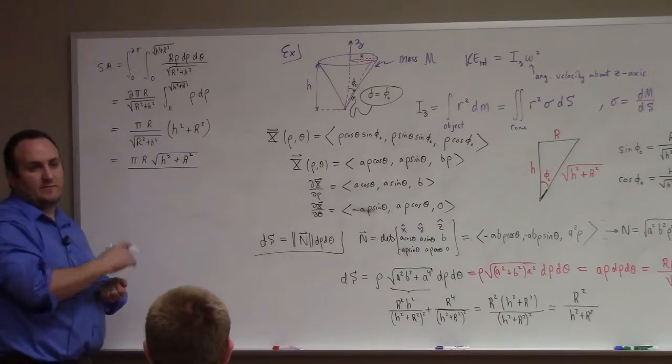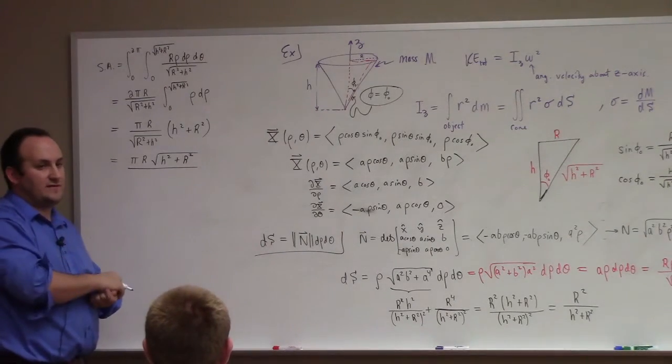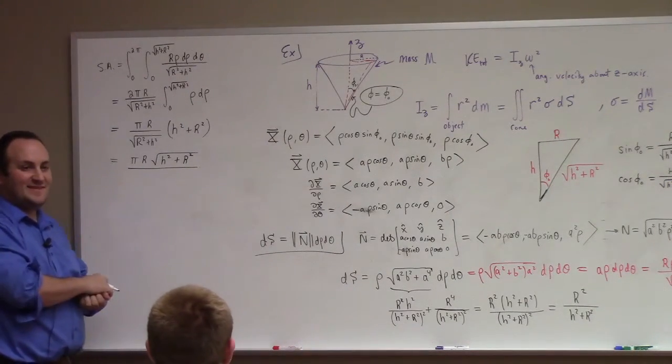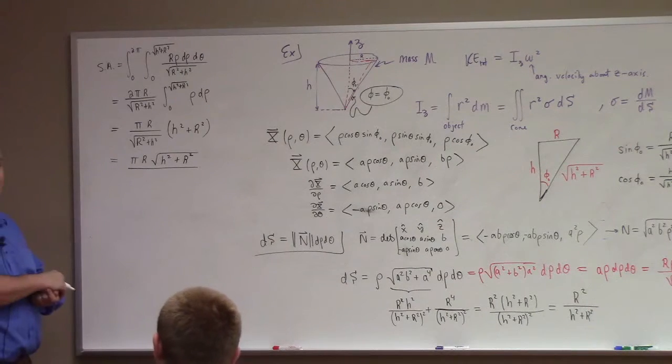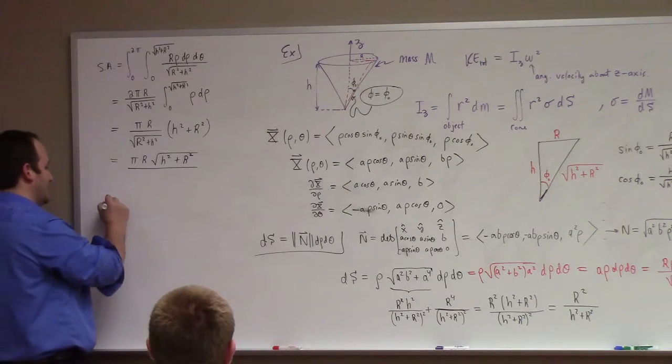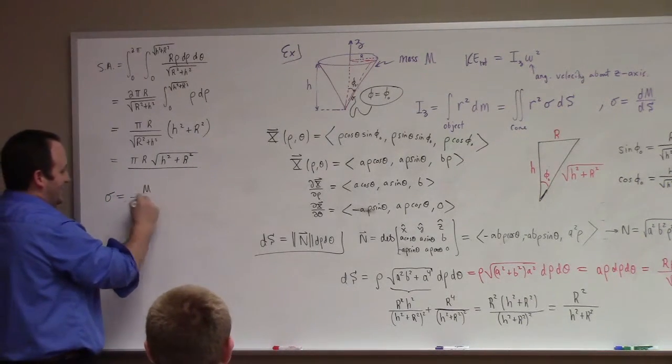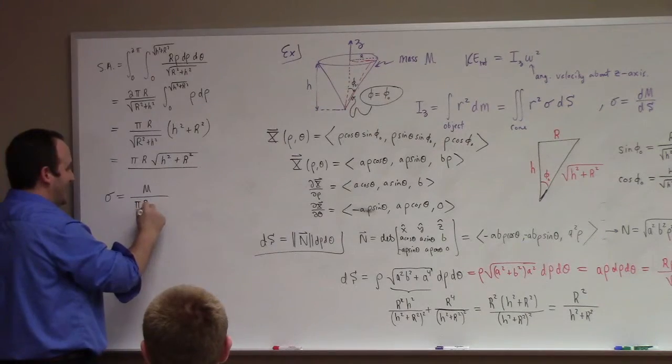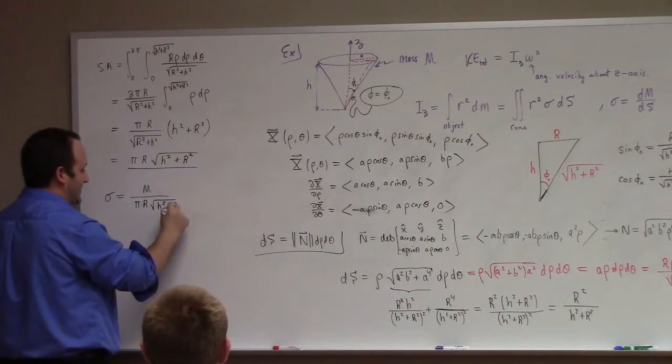Danica asked me about this question a while ago. It was this question, but we're now getting to the point of actually doing the calculation, because now I figured out that sigma is m divided by pi r square root of h squared plus r squared.